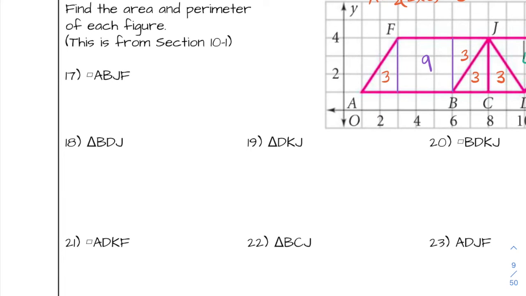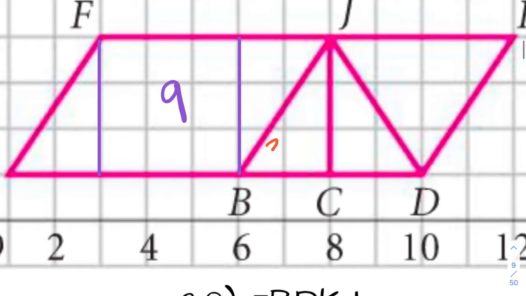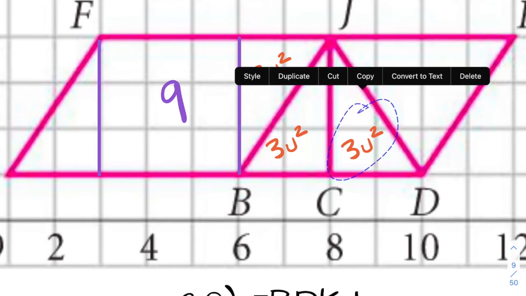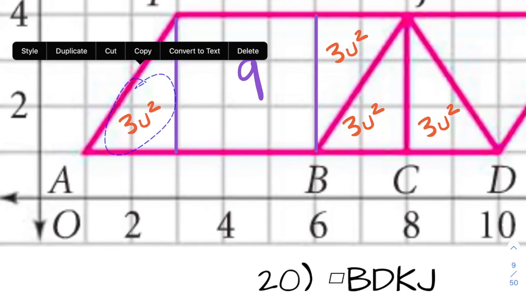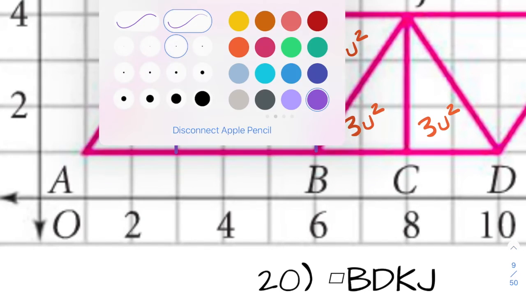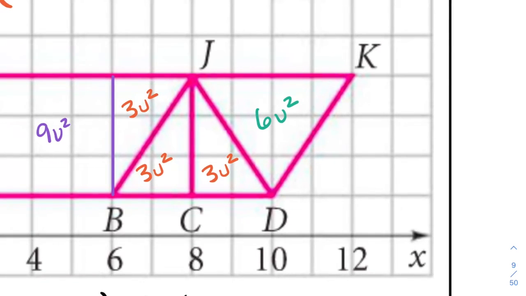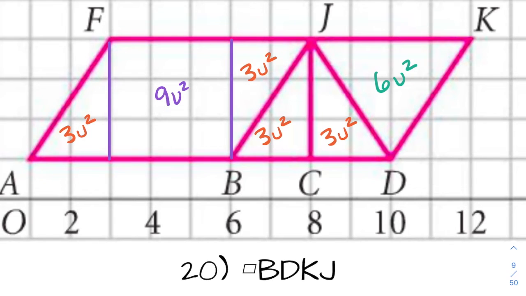So the perimeter ones. Let me do this first. Let me label it 3 units squared. Okay, just so we know we're dealing with square units. And this one I'm going to do 9 units squared. And then this one, what did we say? It was 6 units squared, right? Yep.